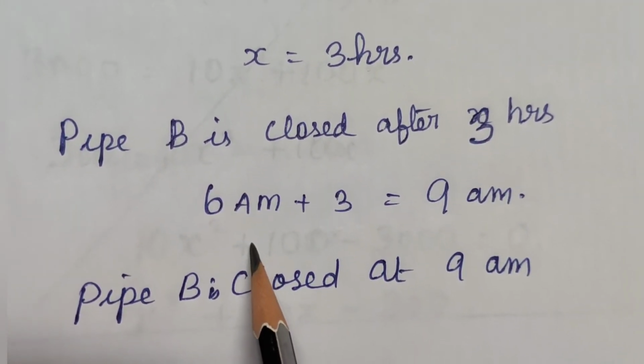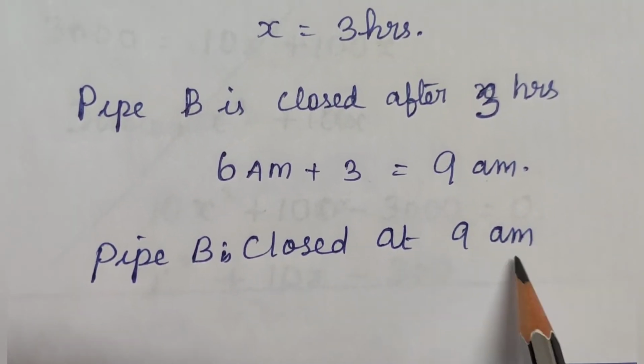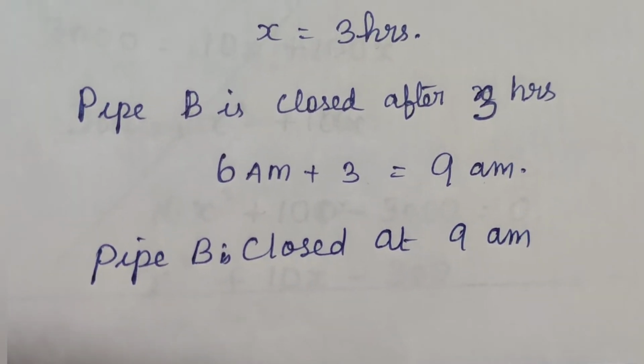At 6 a.m. the pipes were opened. 6 a.m. plus 3 hours is 9 a.m. Pipe B is closed at 9 a.m.